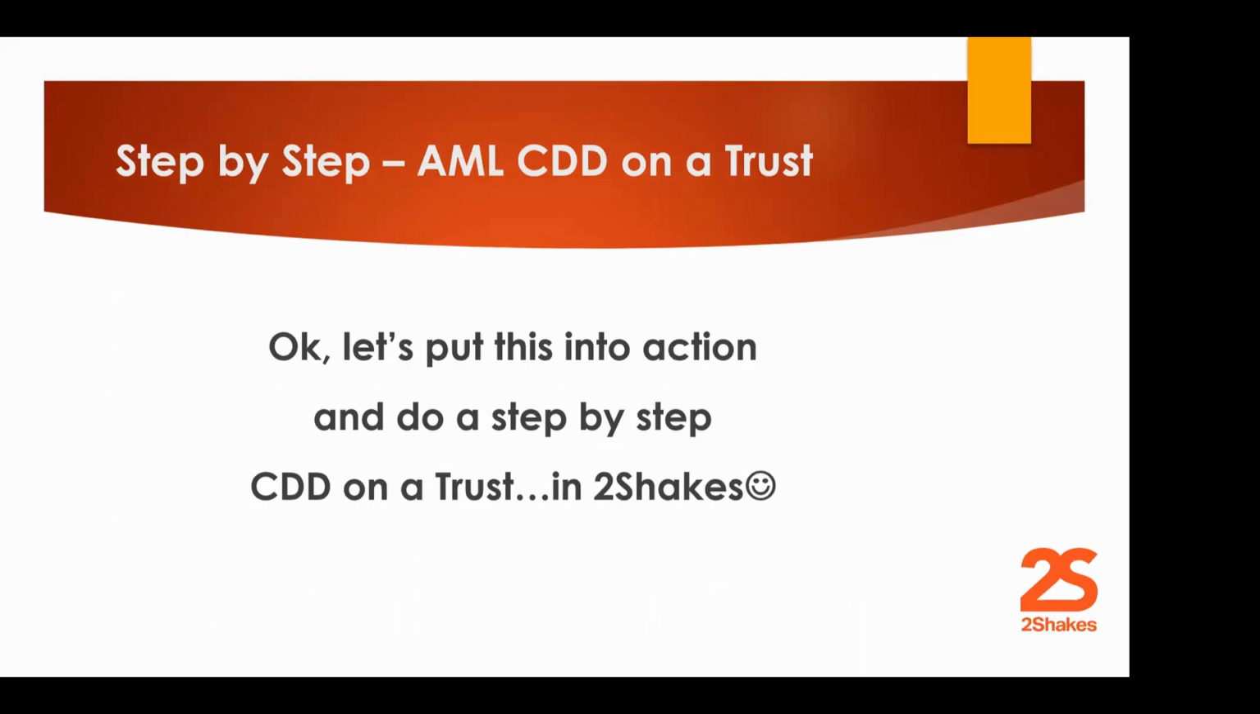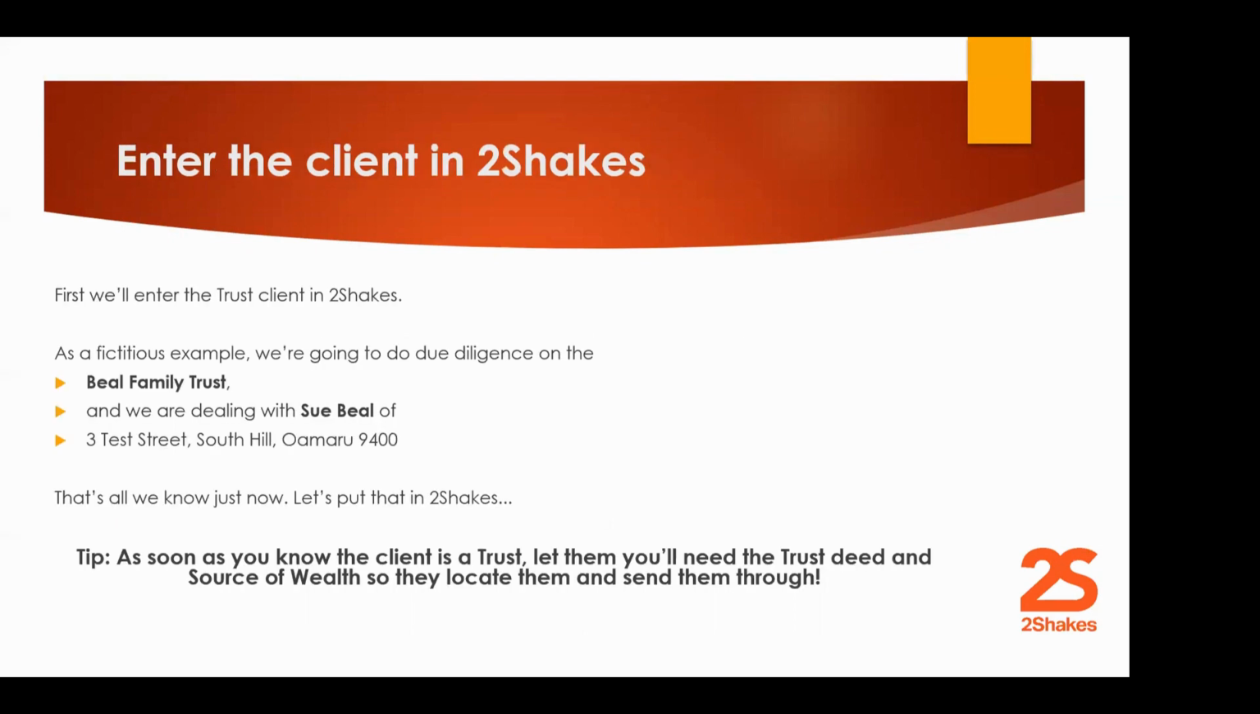Right, now I'm just going to go through and show you what that looks like in 2Shakes so that we can just take a trust and do due diligence on it. So in this case, we're just going to say that the trust is the Beale Family Trust. We're dealing with a lady called Sue Beale, and she's given us her address, but just now that's kind of all we know. Now I've had a little tip here that says, as soon as you know your client's a trust, you know that you're going to need the trust deed to have a look through it and find out all that information. And you also know that you're going to need source of wealth or proof of funds.